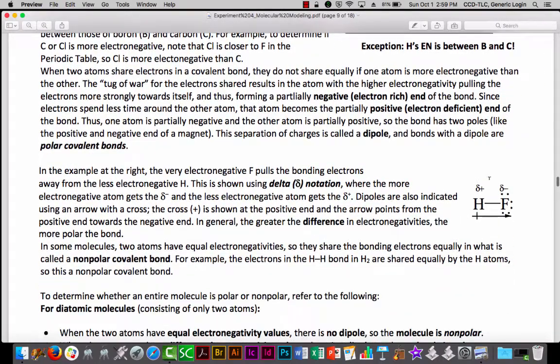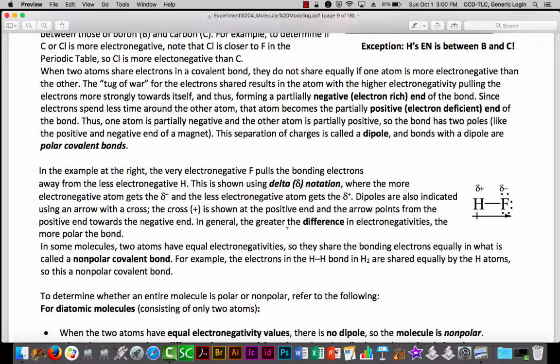So if we look here, hydrogen and fluorine. Fluorine is more electronegative than hydrogen, so it's partially negative. Hydrogen is partially positive. That's what these delta notations are. So we put this delta minus by the more electronegative atom and the delta plus around the less electronegative atom.